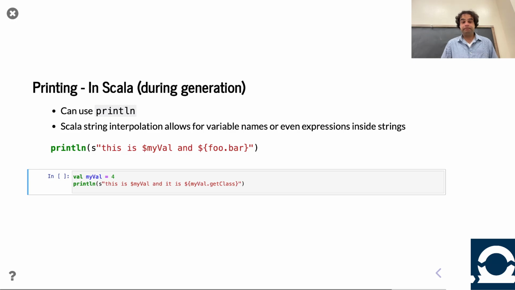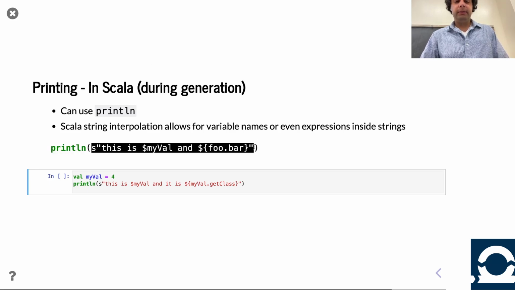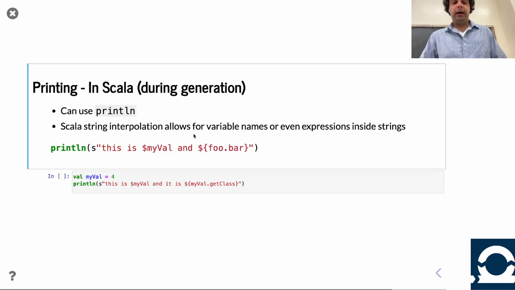So for printing, technically you can print at two different times. You can print in Scala while the design is being generated. So it's not in simulation, it's while your hardware generator is running. You may have seen this command already. It's this println command. So as you'd expect, it takes a string and prints it out to the console.